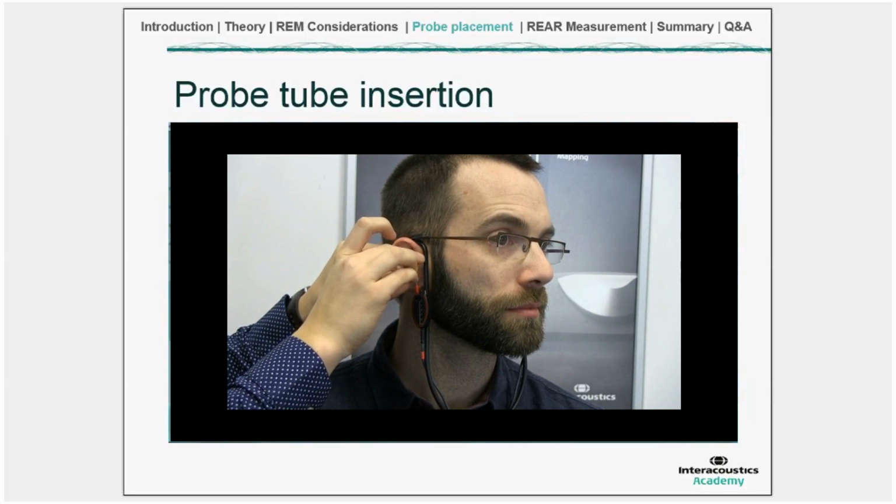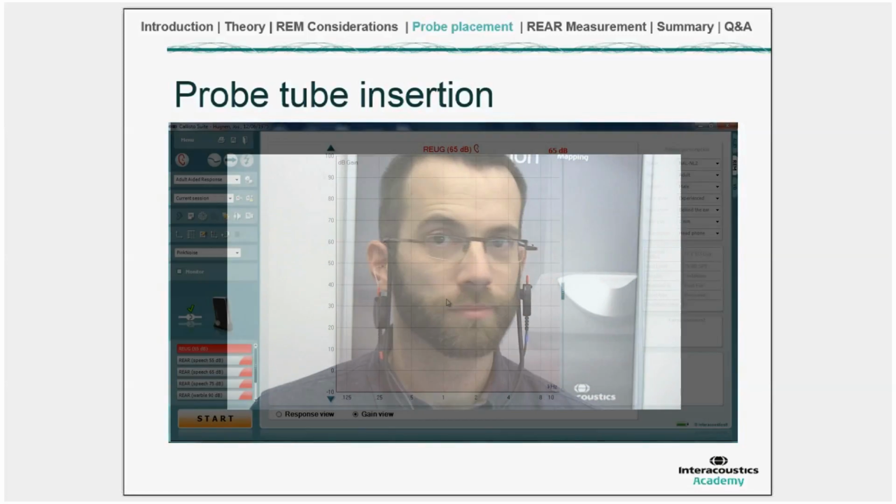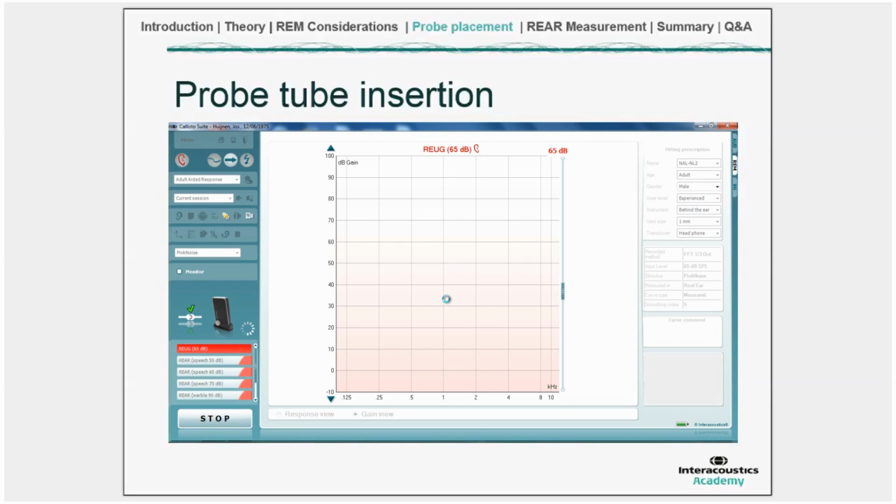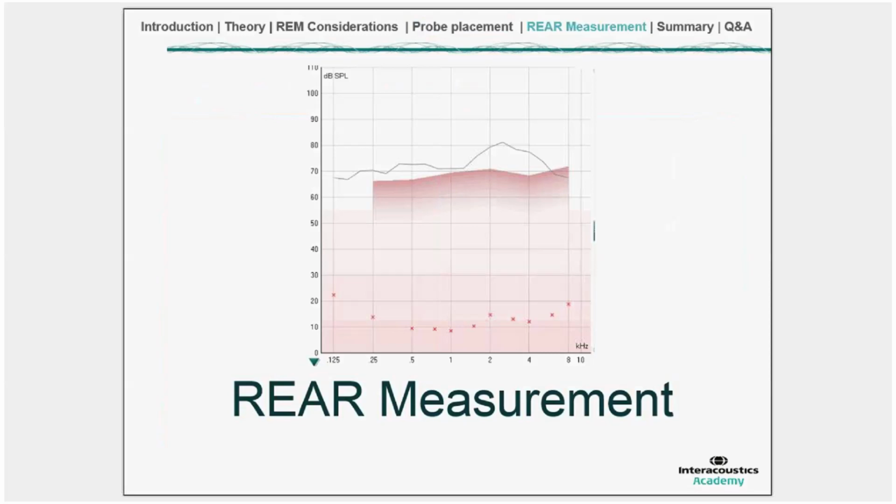Inside the software, you press OK, and then what will happen is we'll measure the REUG, and we can see that at 6000 Hertz, it's above -5 dB, and that tells us that we're happy that this probe tube is inserted correctly. So now that everything's all set up, we're ready to do the main bulk of the work, which is the real ear unaided response measurement itself.